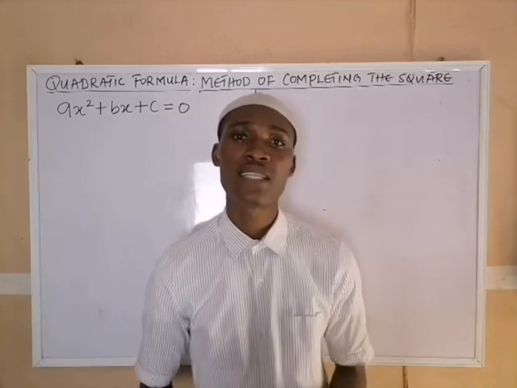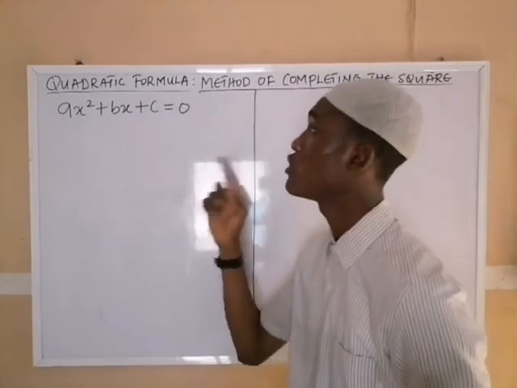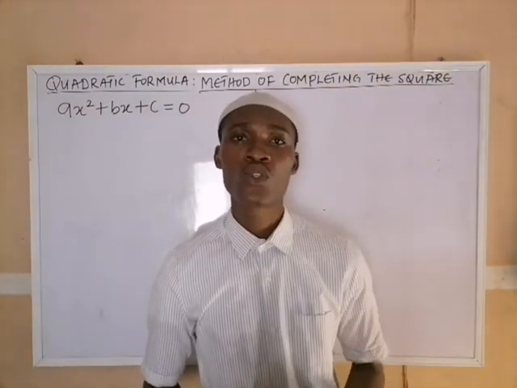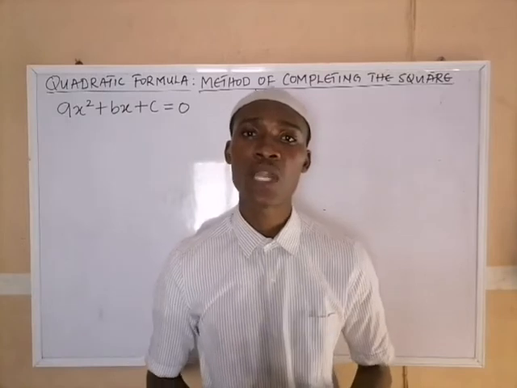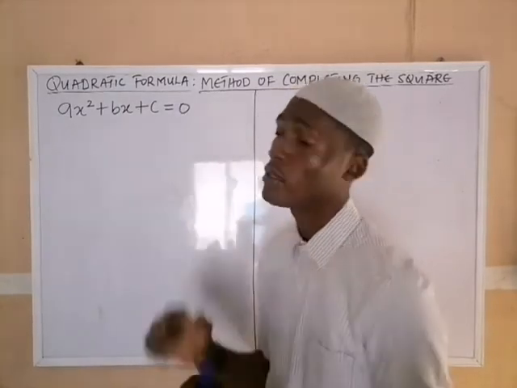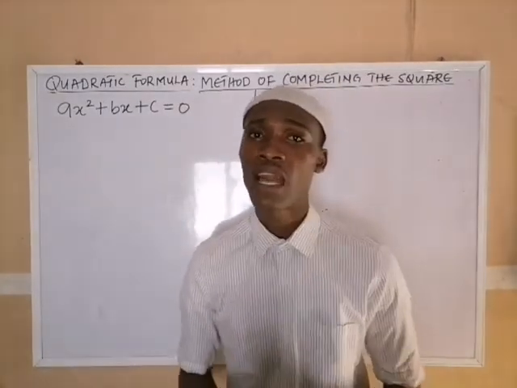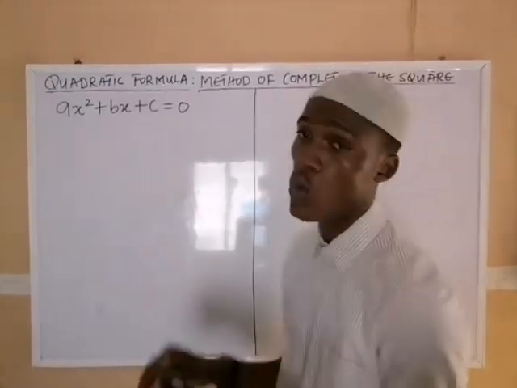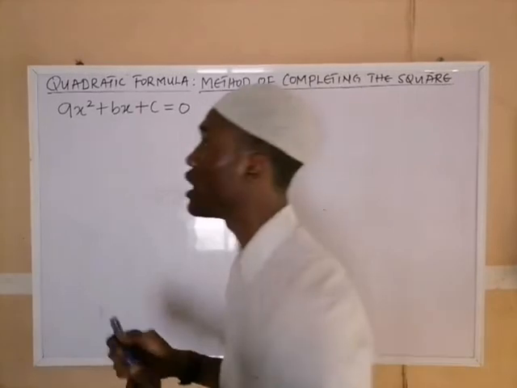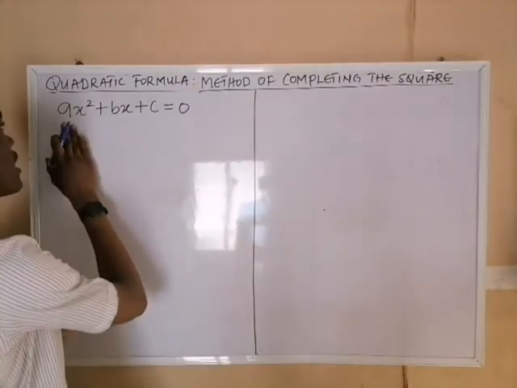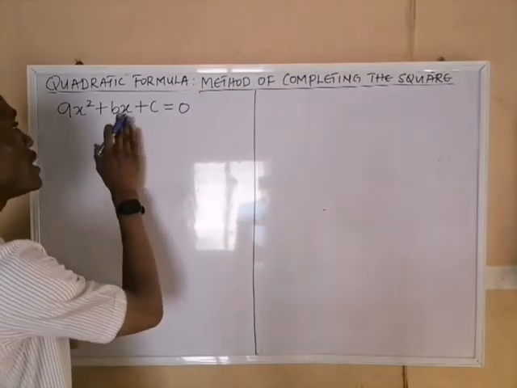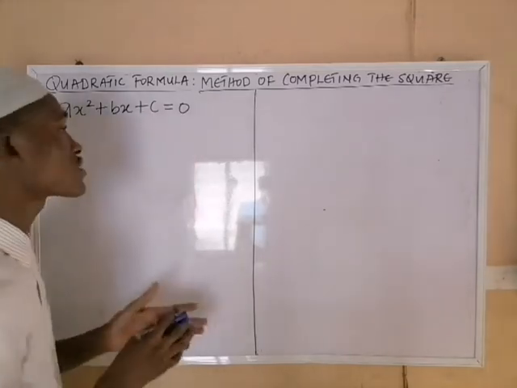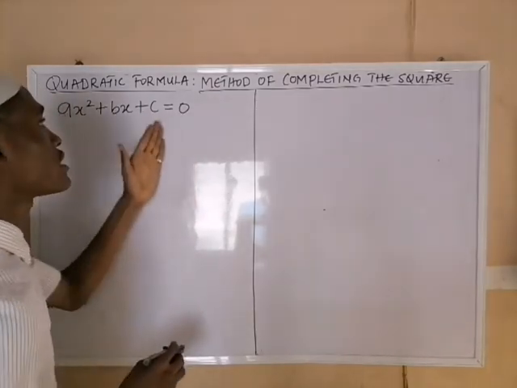You probably would have heard the word quadratic formula or almighty formula. So today I'll be proving the quadratic formula, the almighty formula, as well as explaining the concept of completing the square. The quadratic equation has the form ax squared plus bx plus c equals 0.